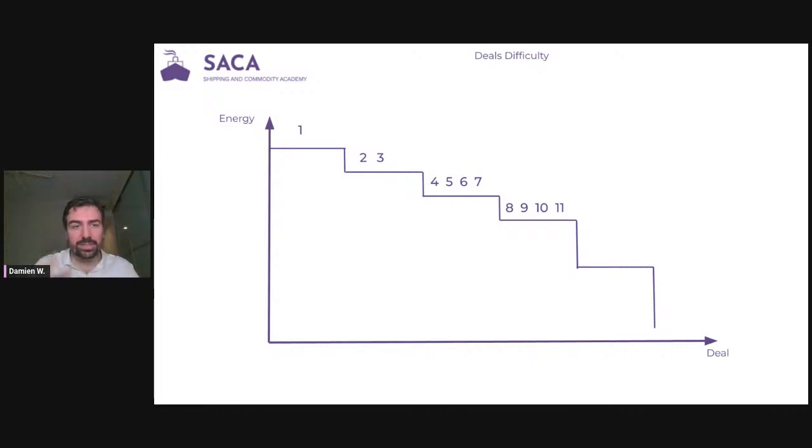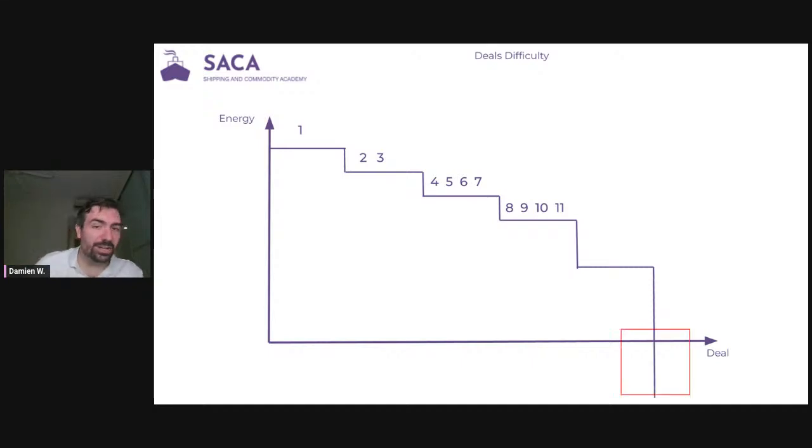The deal difficulty is always like this. The amount of energy, time, and resources that you need to put into your first deal is the highest, and each subsequent deal is easier. This is what I try to show you with this fabulous graph. The first one is the most difficult. This is the one where you are going to burn the most energy to make it happen, and then the subsequent ones are easier.